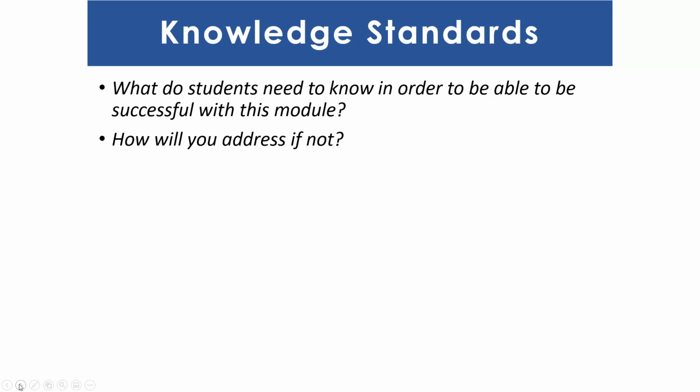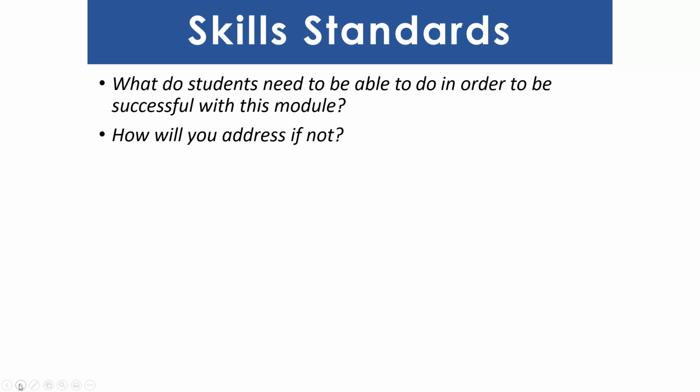Here you would provide your knowledge standards as usual, and how you will address it if the students are not able to acquire such knowledge standards. Then the skill standards that are needed, which are predominantly the writing standards from the Next Generation Literacy Standards, as well as the specific skills that address historical significance and context.